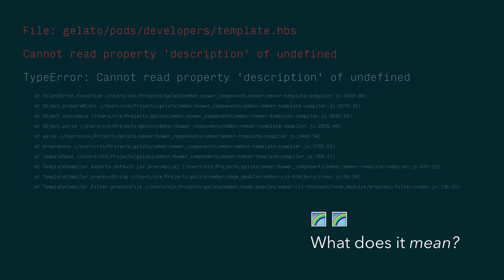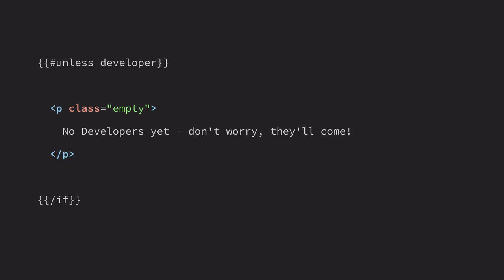This error message, coming from one of your Handlebars templates: cannot read property description of undefined. This one had me tearing what little hair I have left out. It was so frustrating. It's like double rainbow, what the hell does it mean? What this means, well, can anybody spot the bug? Yeah, see, exactly, it's really tough to spot. Missing the wrong closing tag. Yeah, bam. It's the wrong closing tag.